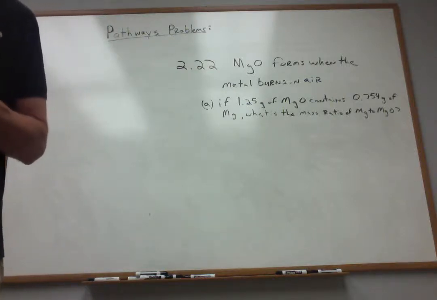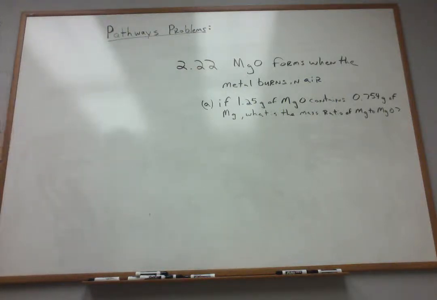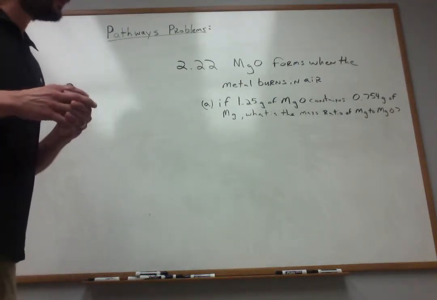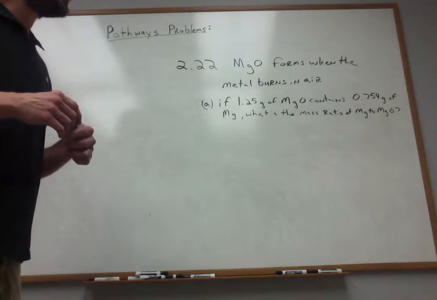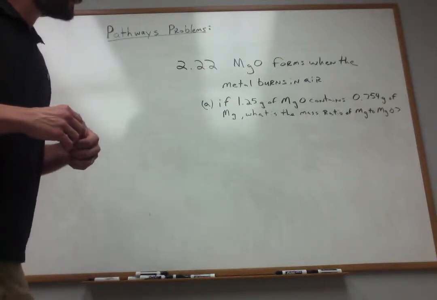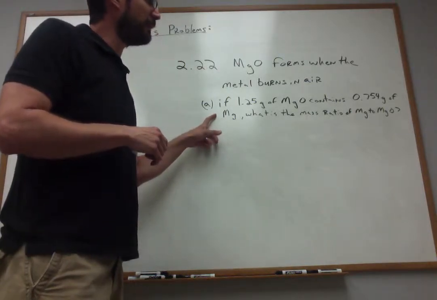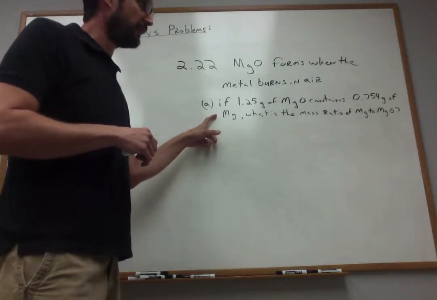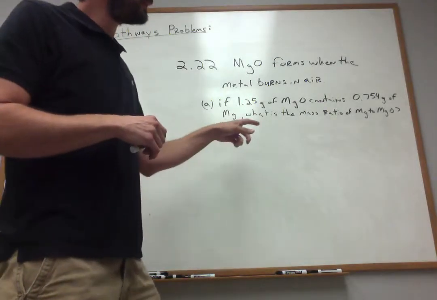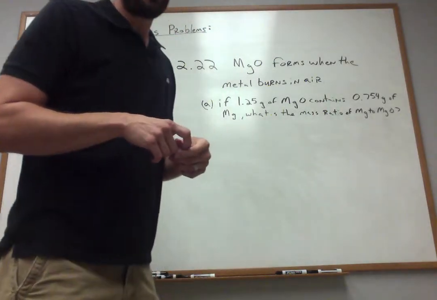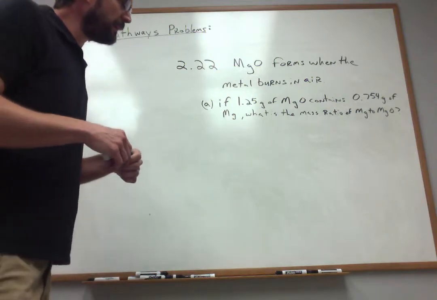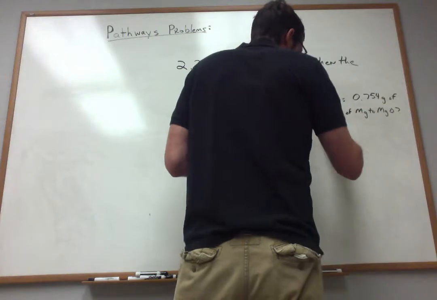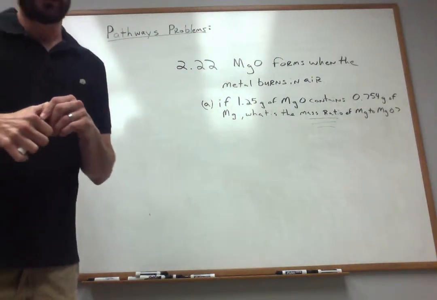Alright, so we're going to work Pathways 2.22. This one is about mass percent and mass fraction. The question asks us, magnesium oxide forms when the metal burns in air. If 1.25 grams of magnesium oxide contains 0.754 grams of magnesium, what is the mass ratio of the magnesium to the magnesium oxide?